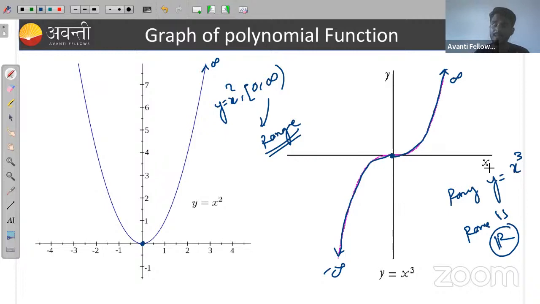Unlike the constant function, which has a fixed range c, and the identity function, whose range is the entire R, in a polynomial function it is going to be different for different functions. So we need to calculate the range in order to confirm what the exact range is.